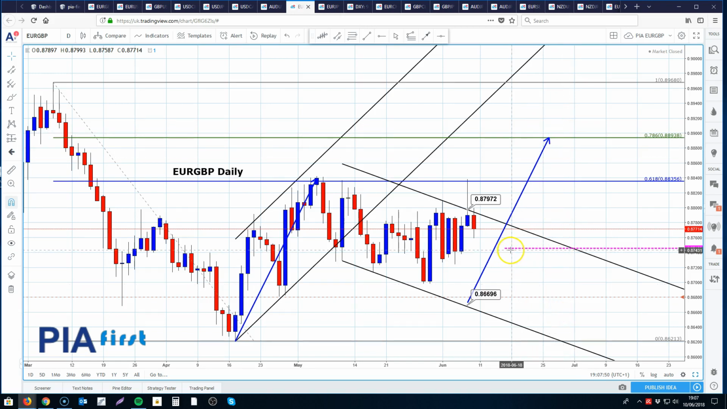At the moment, we've got support at 87.45, but that is monthly support, so it does mean that we could get a spike through there during the month before a rally higher to close up around this level. So at the moment, we are bullish medium term on euro sterling, looking to buy into dips.